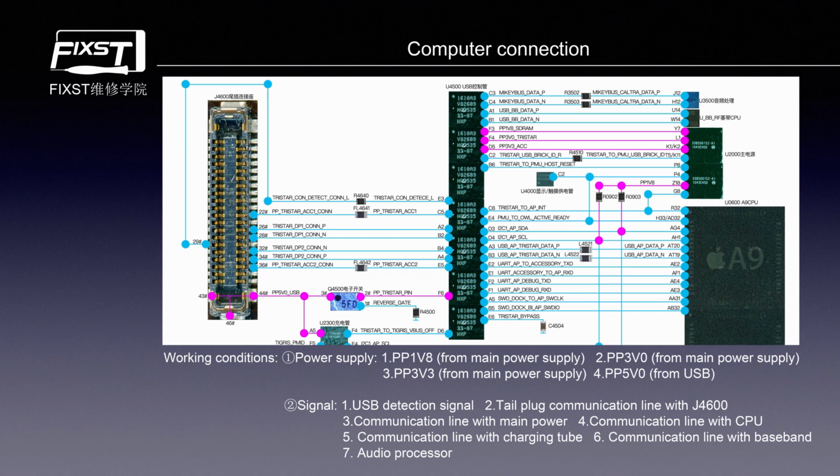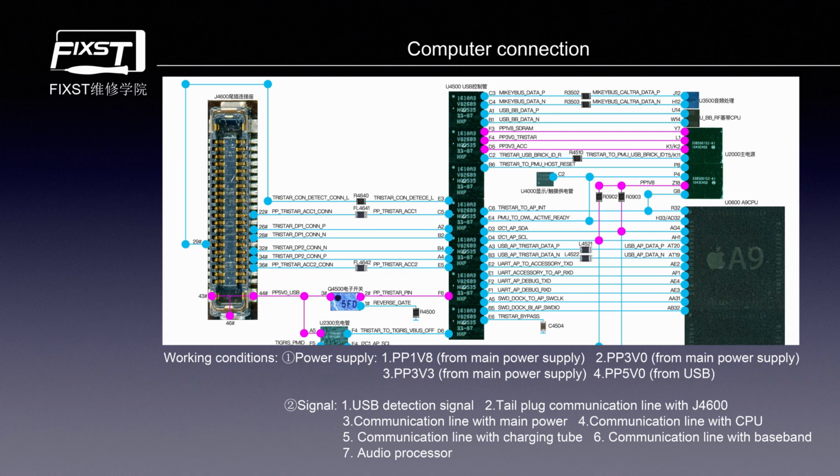When we connect the phone to the computer, we need to connect the phone with the Lightning cable. At this time, the Lightning cable is connected to the dock FPC, and the dock FPC is connected to J4600, the Type-B connector. When the phone plugs in the Lightning cable, the phone will detect whether the cable has been plugged in or not. This theory is the same as what we have been talking about for the earphone plug-in.